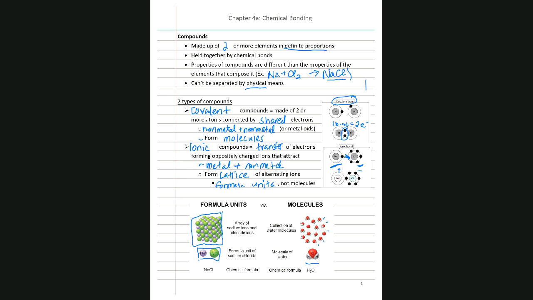bonding with each other. And so we say that one sodium and one chloride, we call that a formula unit because it's the basic, simplest unit of this lattice structure. But there's actually no such thing as NaCl molecules floating around the way that there are with water.